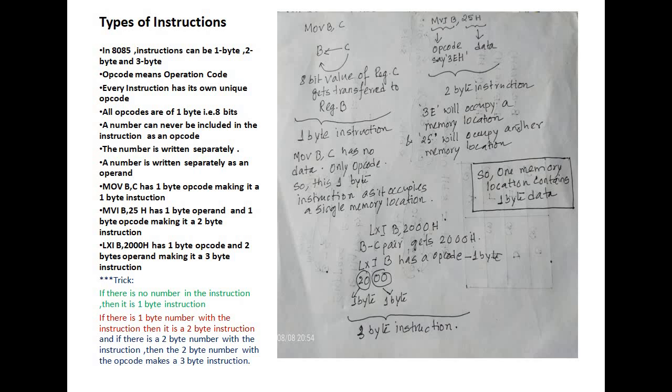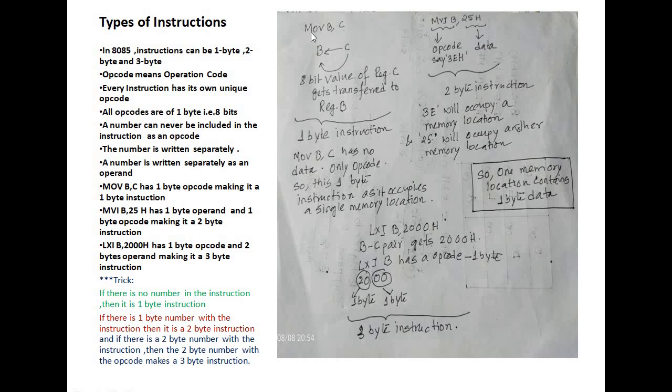One opcode is of 1 byte, that is 8 bits. So let us take the opcode as 3E. This is one example. This is a 1 byte instruction because move B comma C has a particular opcode. There is no operand, right? Is there any data in the instruction? No, there is no data in the instruction.